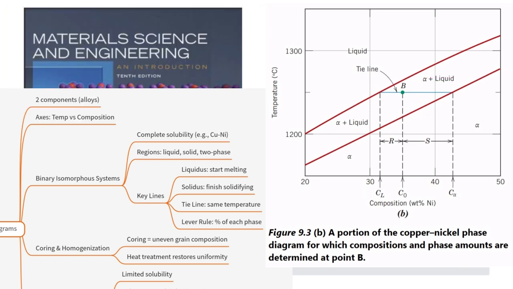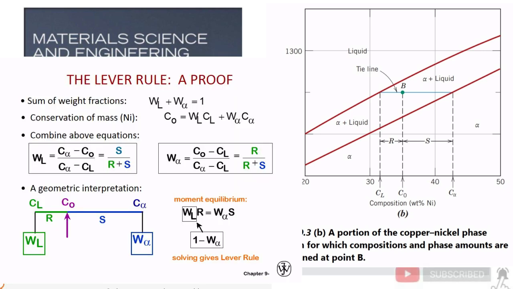That's where the lever rule comes in. It's based on this idea that the amounts of each phase are related to how far the overall composition is from each phase boundary. Okay, that's kind of confusing. Can you explain it with an example?